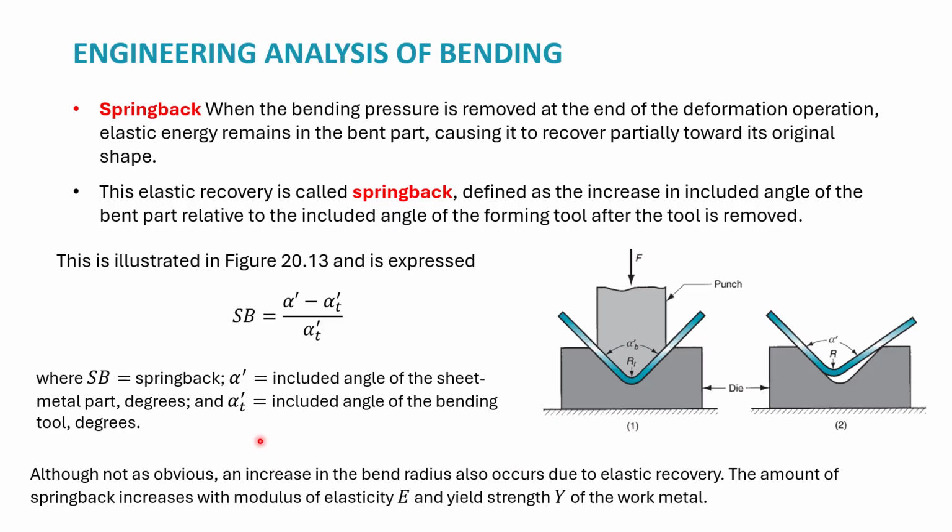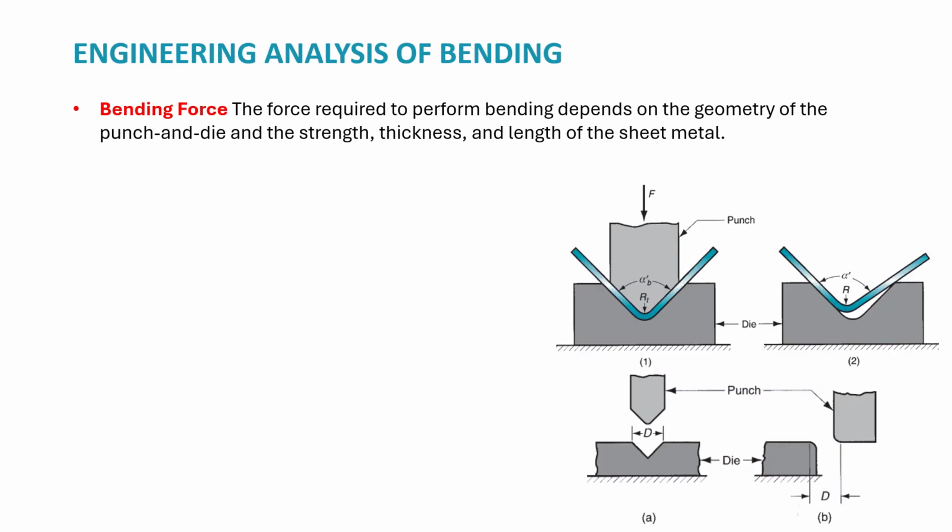Also not as obvious, an increase in the bend radius is going to occur due to the elastic recovery, and the amount of the springback increases with the modulus of elasticity and the yield strength of the work metal. Okay, the other term we have is the bending force, which is the force required to perform bending. It depends on the geometry of the punch and the die, and the strength, the thickness, and the length of the sheet metal.